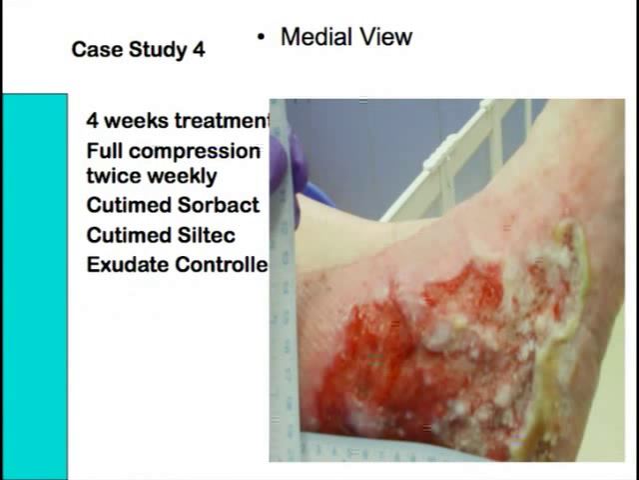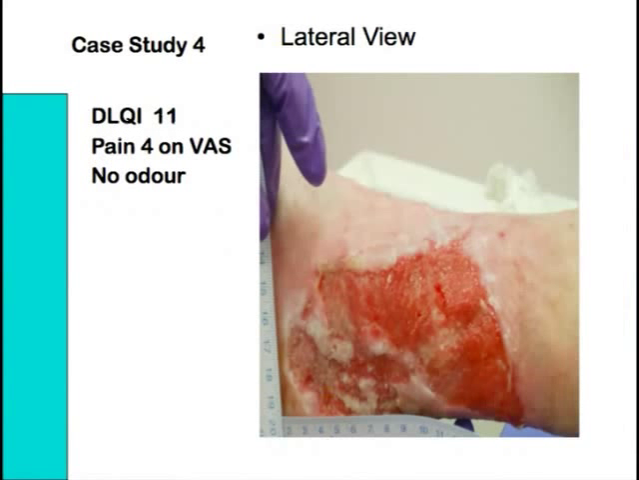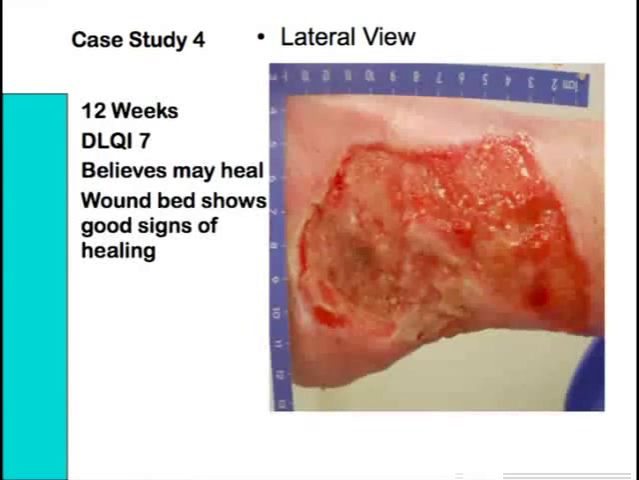4 weeks of treatment in full compression, twice weekly with QT-Med Sorbact because we were having some infection management issues under QT-Med Siltec. Exudate is now controlled and surrounding skin is much improved. DLQI is reduced to 11, which still shows a significant impact, but a better one. But pain is reduced to 4 on a visual analogue scale, and we have no odour.